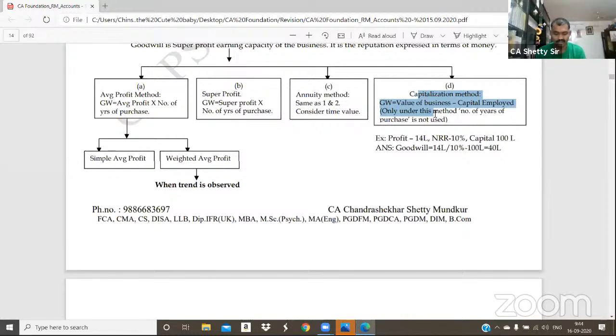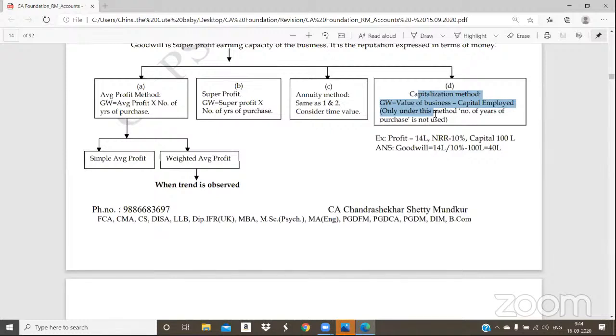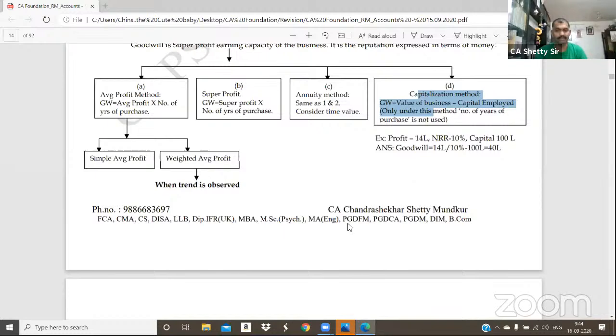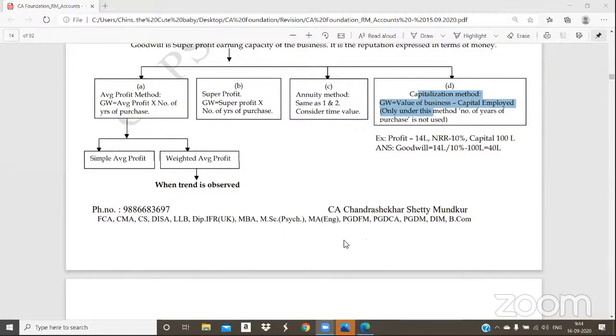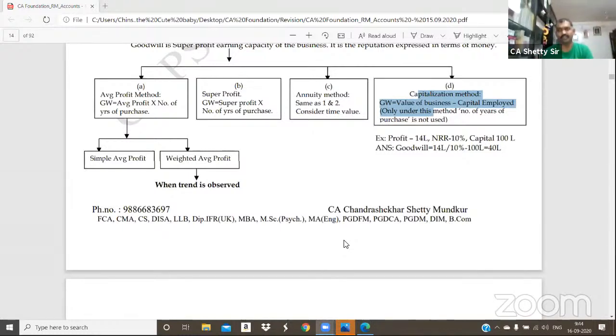Value of the business is equal to profit divided by NRR. Next, capital employed is equal to owner's money. Who is the owner? Who are the owners here in partnership? Partners. Owner's money invested in the business.